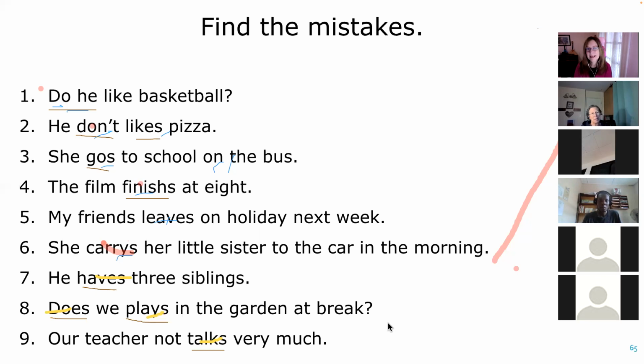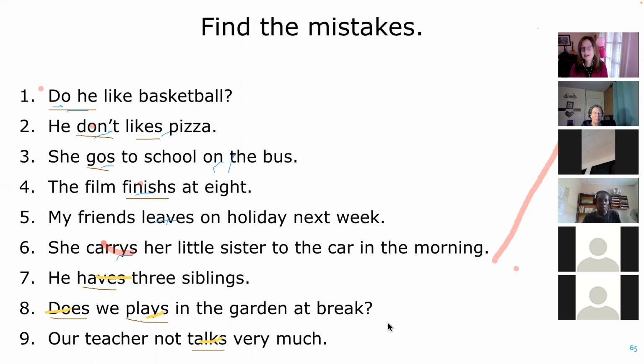"He don't likes pizza." What should that be instead? He doesn't. Good. Yes, he doesn't like pizza. So since we have an S in the does of does not, we don't need an S at the end of like. So that's another common mistake. Once they start making S's, sometimes they'll make too many S's and put them on their questions and negatives too.